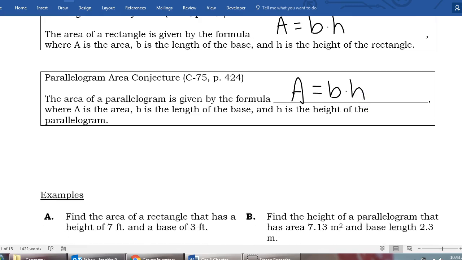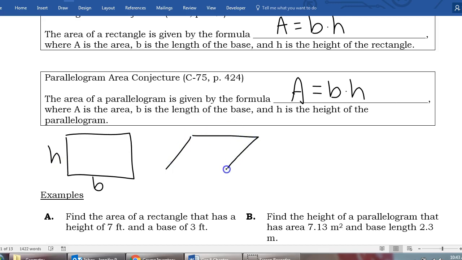And I want to add a little bit down here to make sure we know what we're talking about. For rectangles, the base is how long it is and the height is how tall it is. And for parallelograms, the base is how long it is and the height is still how tall it is, not how long the side is.